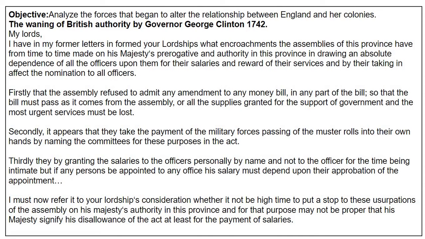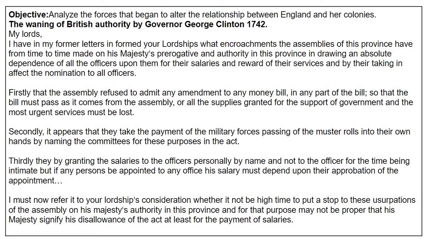Quote, The Assembly refused to admit any amendment to any money bill or in any part of bill, so the bill must pass as it came from the Assembly, or all the supplies granted for the support of government and most urgent services will be lost. Secondly, it appears that they must take the payment of military forces passing under the muster rolls into their own hands by naming committees for these purposes in the Act. And thirdly, by granting the salaries of the officers personally by name and not to the officer for the time being, any persons appointed to any office, his salary must depend on the approbation for the appointment.